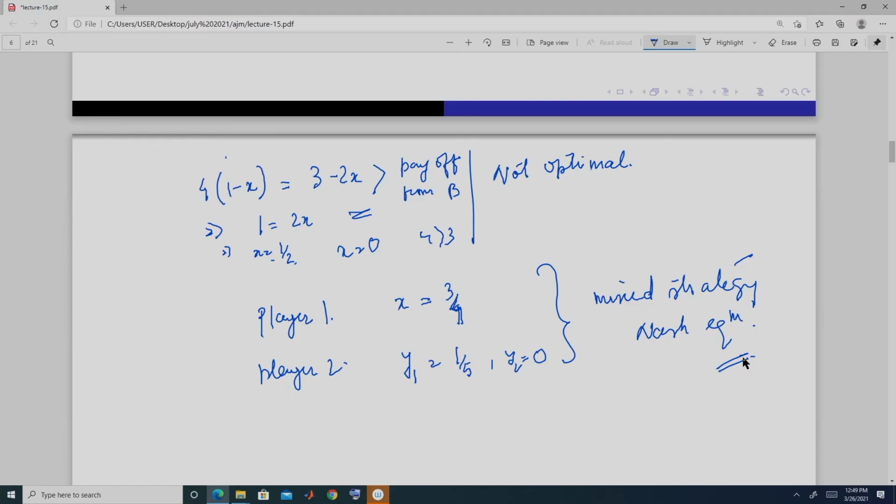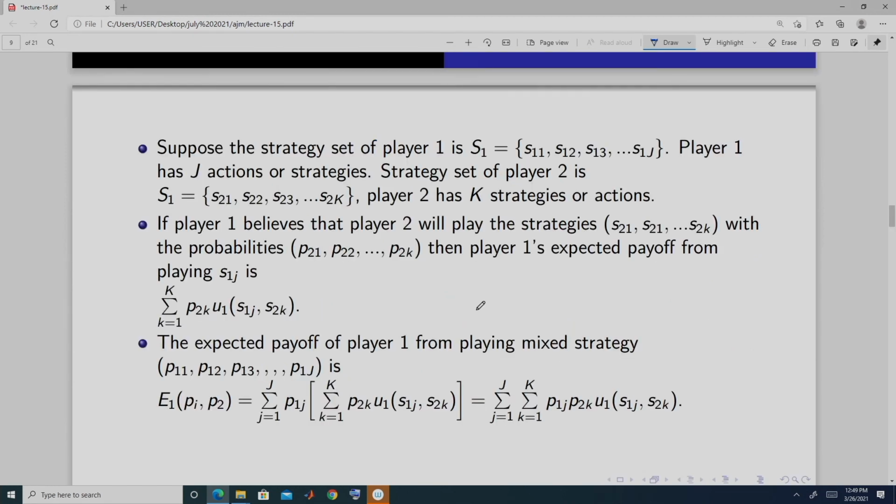Now, more formally, what do we define? Suppose there are 2 players and the strategy set of player 1 is this. So, player 1 has J strategies, from 1 to J. The first subscript signifies the player and the second is the strategy or action, so there are J actions. And for player 2, this should be S2, where the first subscript is the player and the second is the strategy: S21, S22, S23, up to S2K. So, these are the strategies of player 2 and it has K strategies.